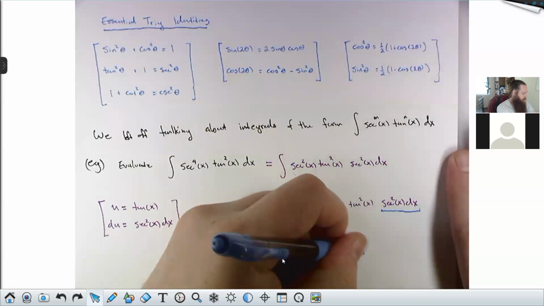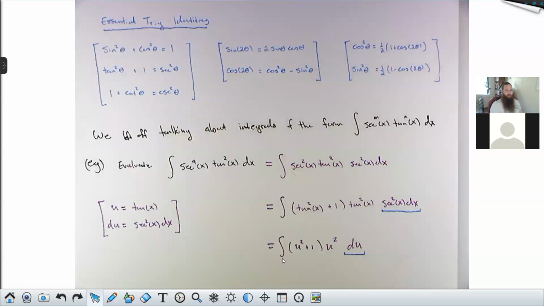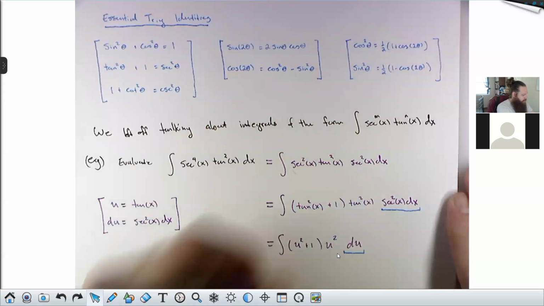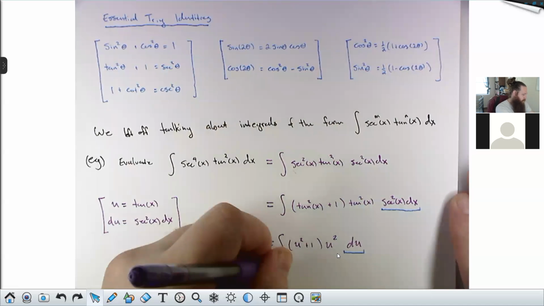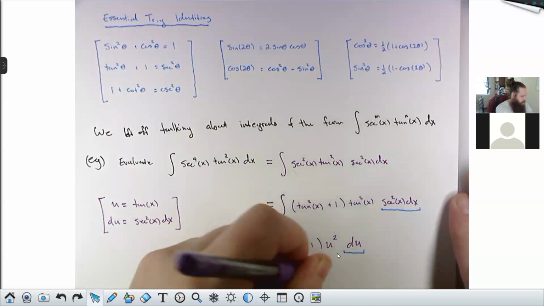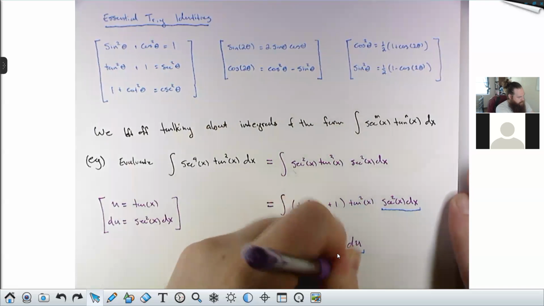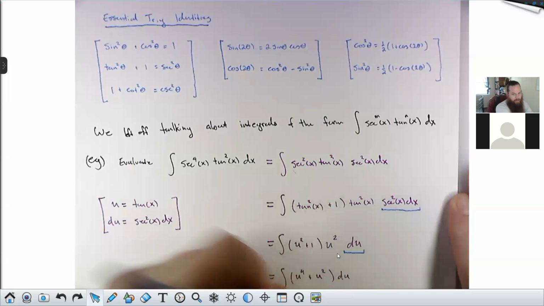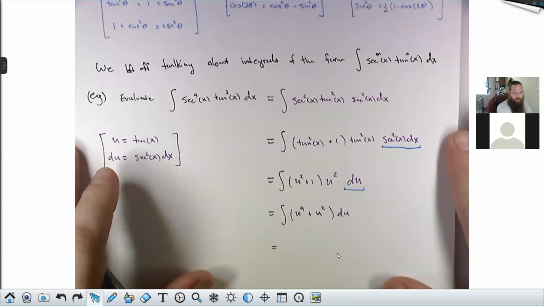This piece being the du. And this stuff, it's a polynomial. I know how to integrate polynomials, right? It's a polynomial in tangent, and I substitute, I get just a regular polynomial. The way we integrate things like that, we distribute: u to the 4 plus u squared du. And now you can use your power rule to pick up the antiderivative.